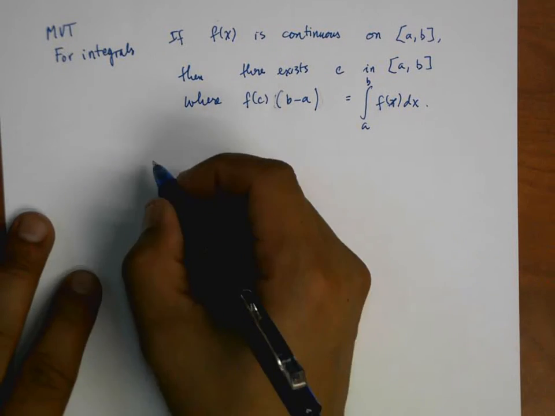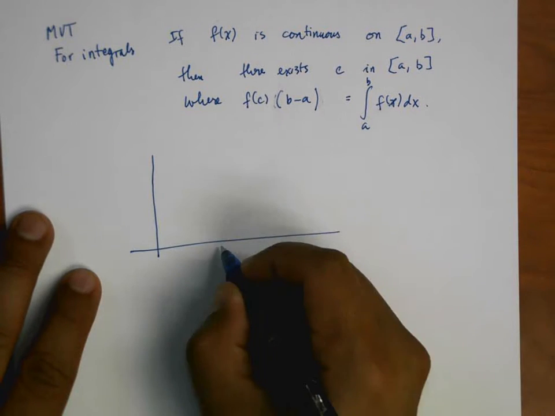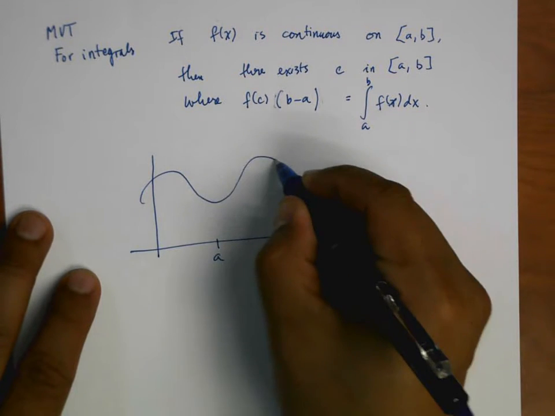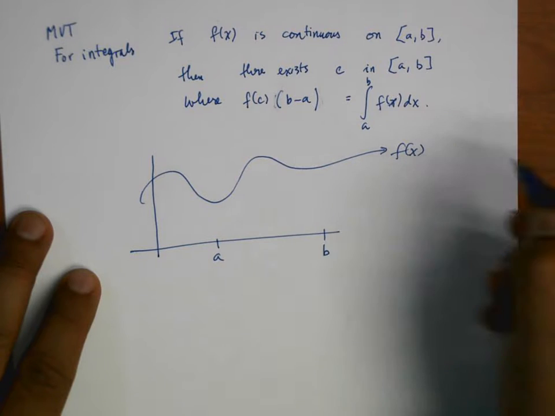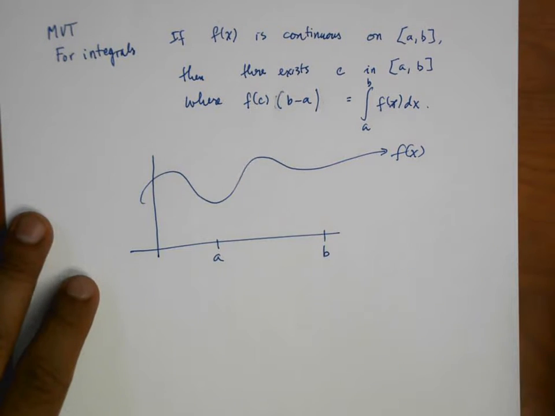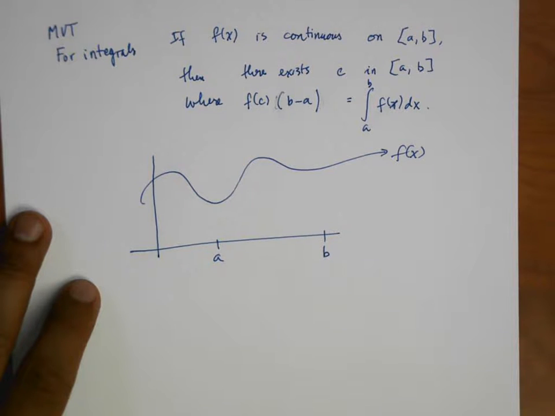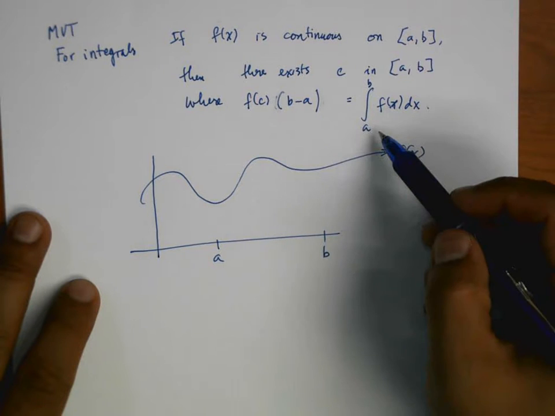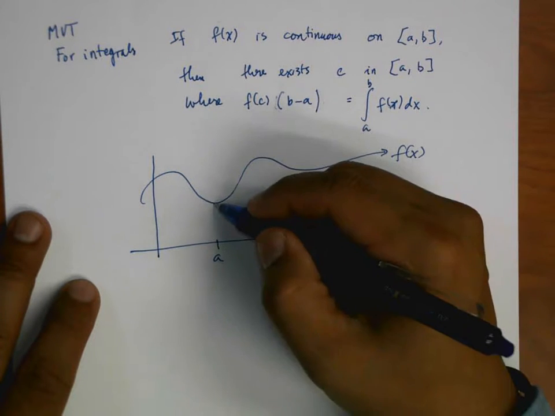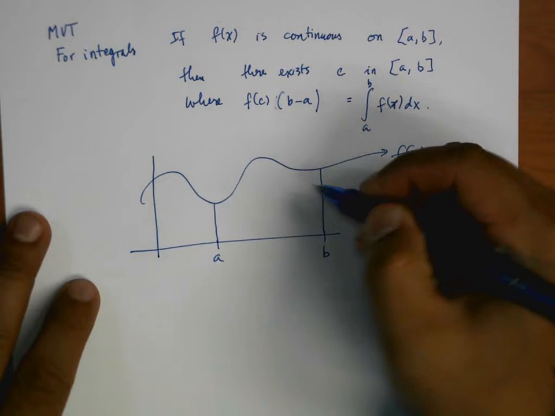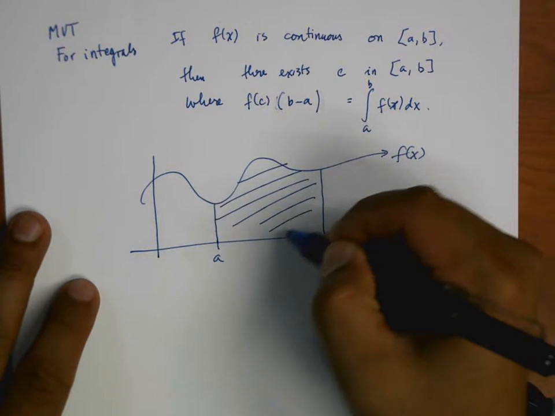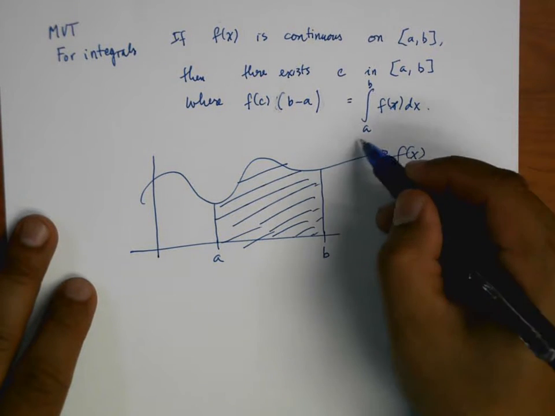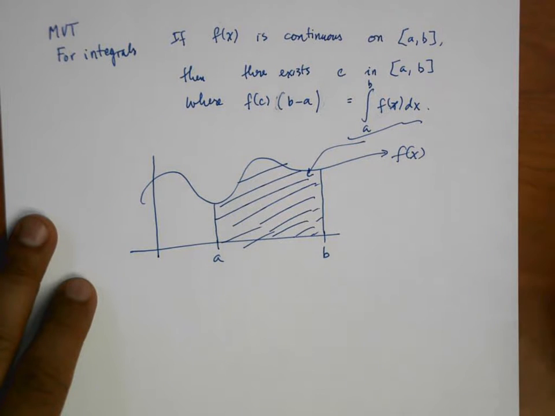It says here that if f is a continuous function on some closed interval [a, b], so let's say here's a, here's b, and here's some function f, then there exists a point c in this interval where f of c times b minus a is equal to this definite integral. So it's saying, let's say you have a definite integral, that's the blue region. So this whole thing here is that blue region.